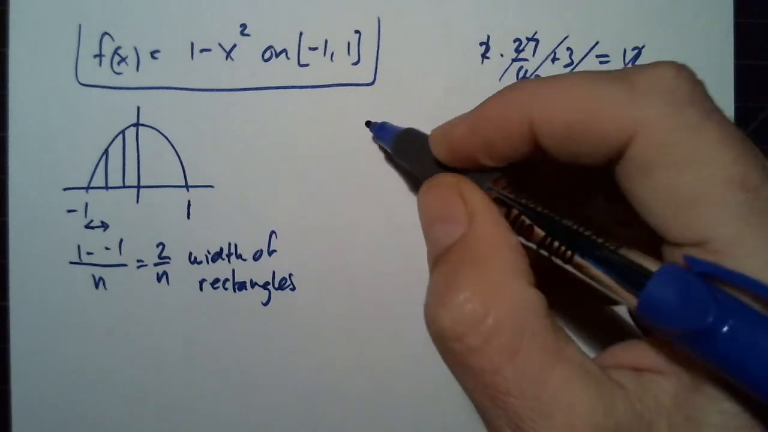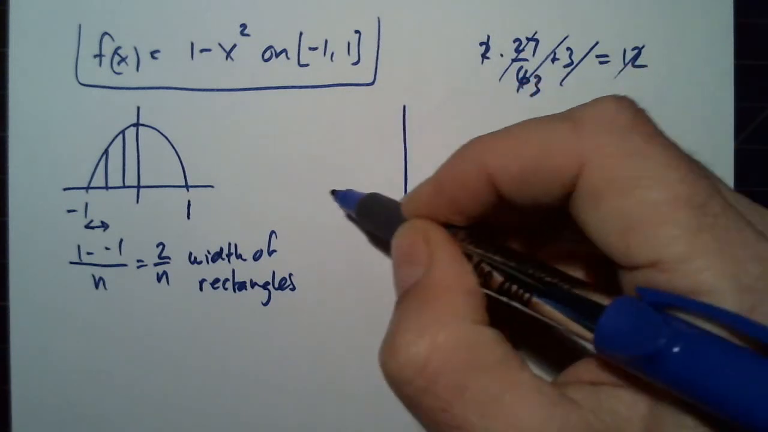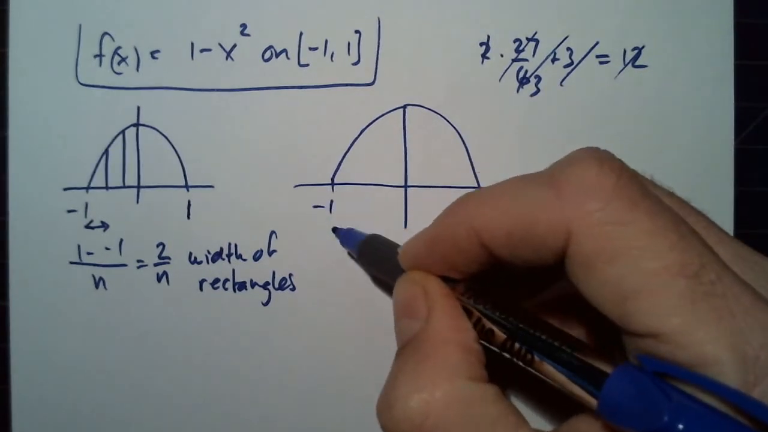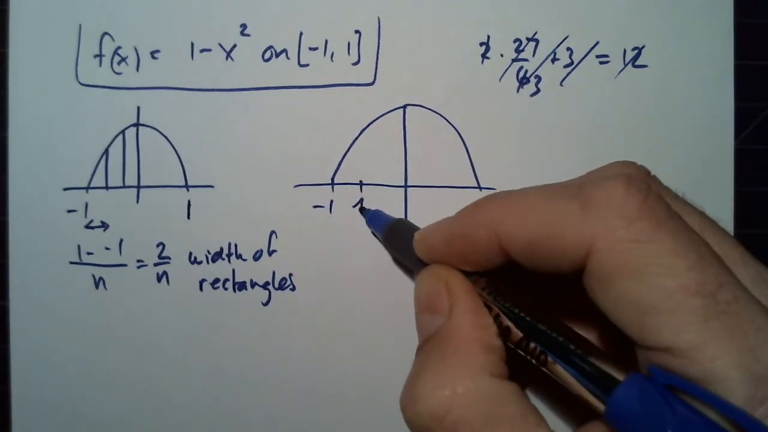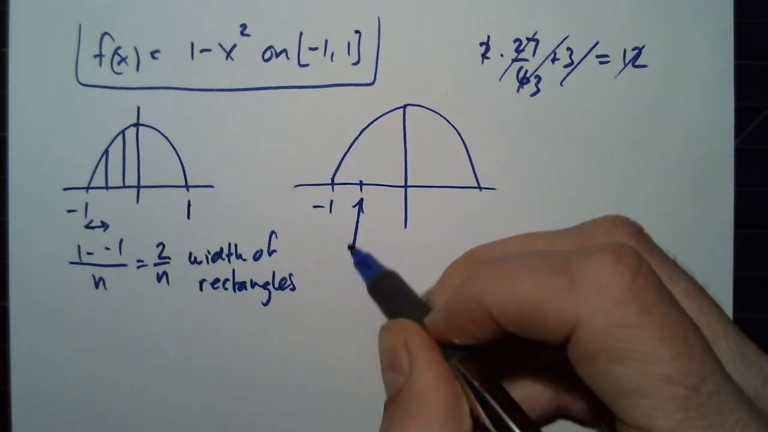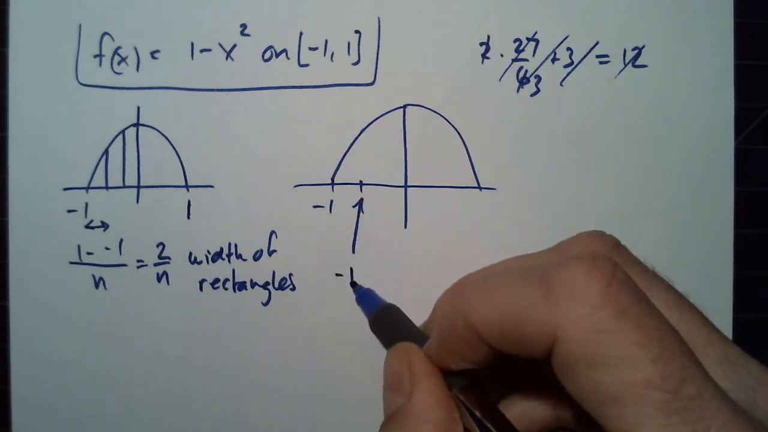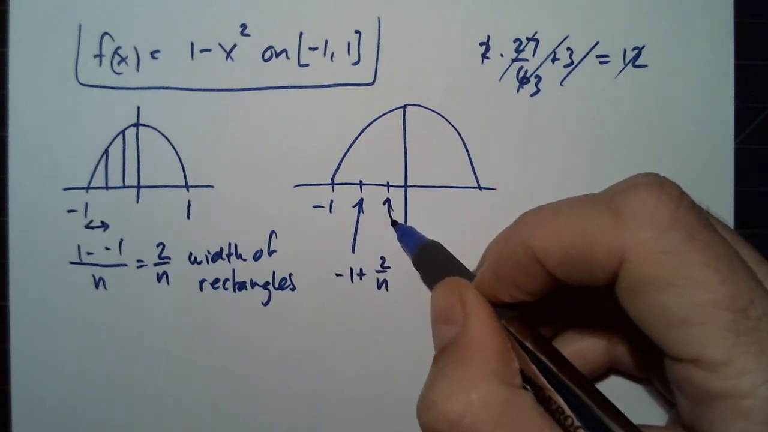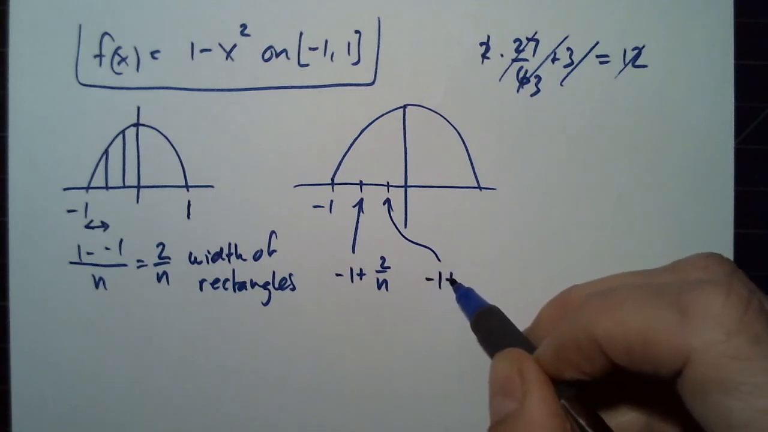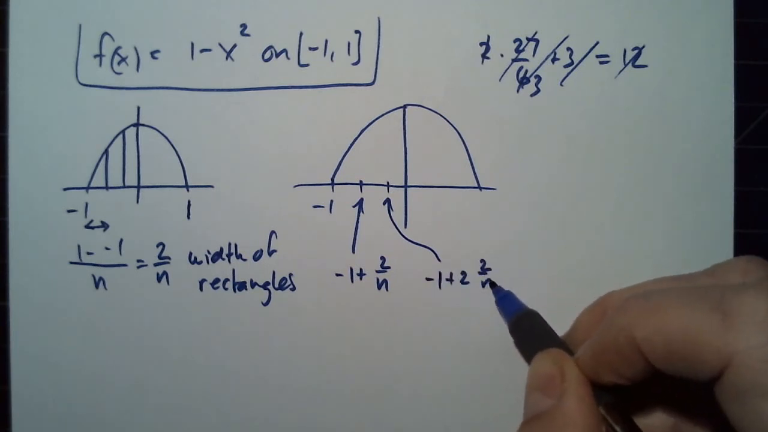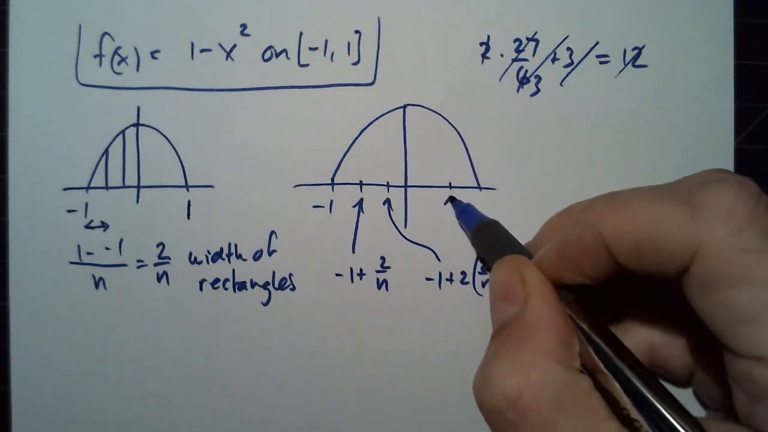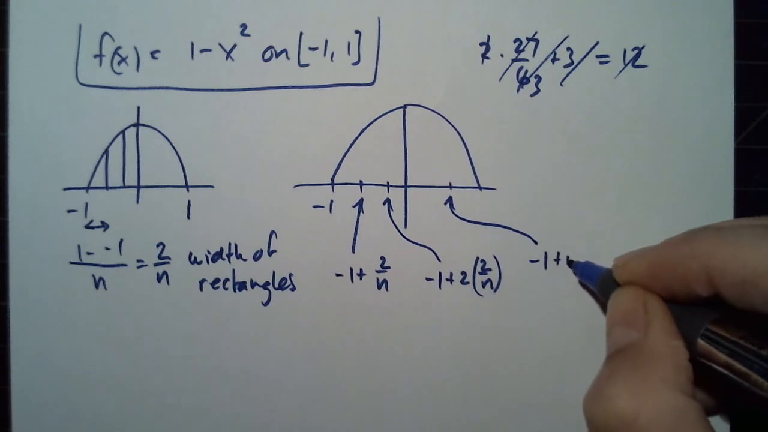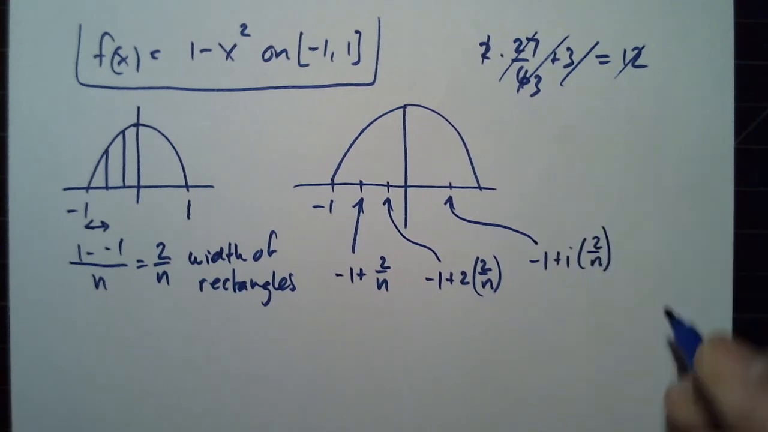All right, now let's look at x values. So if we have the graph, we're starting at -1. The x value of the first rectangle is going to be -1 plus 2 over n. The next x value is going to be -1 plus 2 times 2 over n. And then as we move over, we have the ith rectangle, which is -1 plus i times 2 over n.